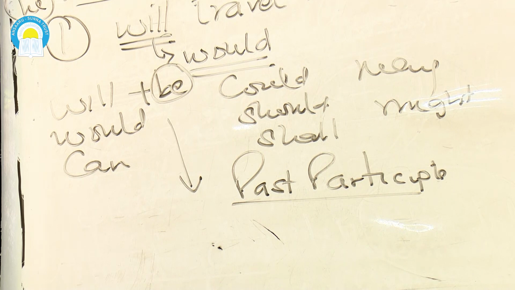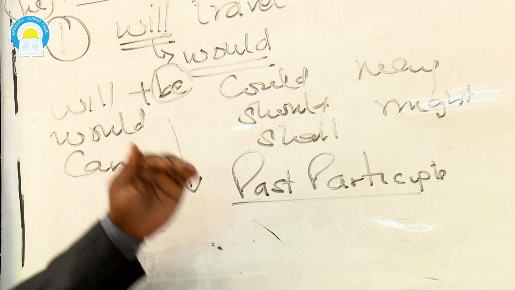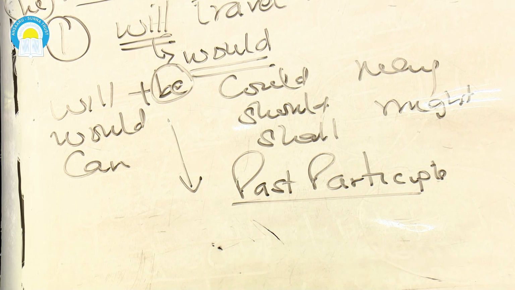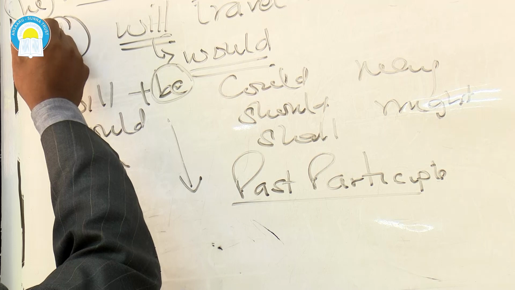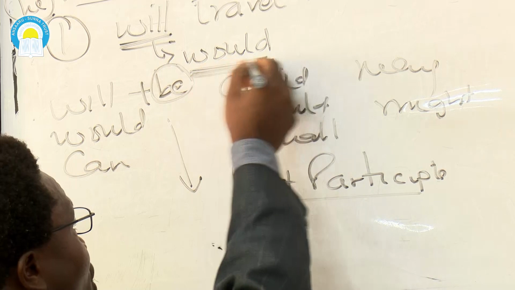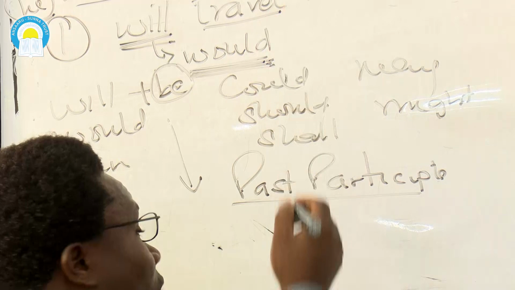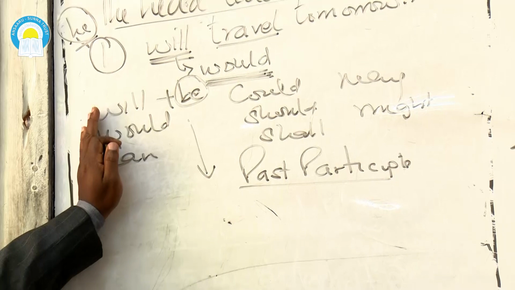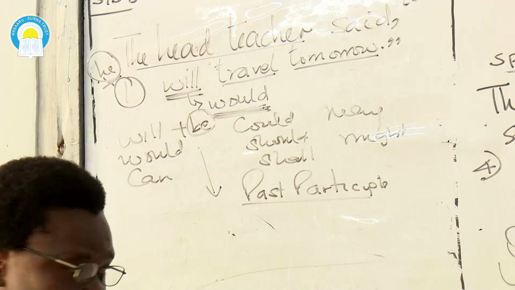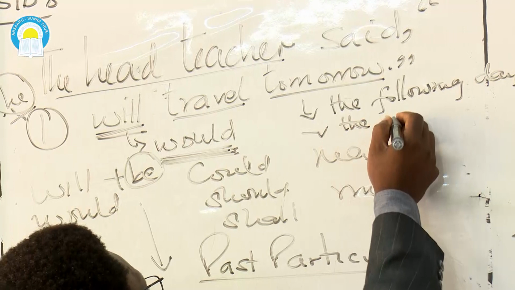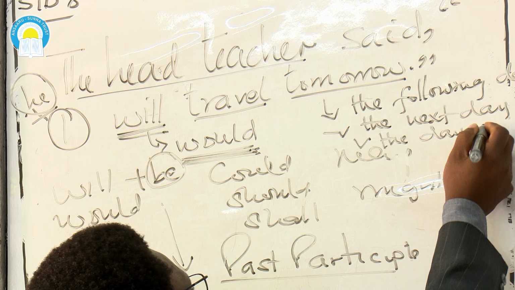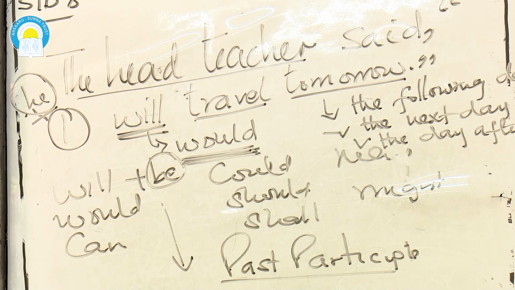In this regard, would without be shall be followed by the verb in the present simple tense. So our sentence, the head teacher said, I will travel tomorrow. The head teacher affects I to become he, as I've said. Will becomes future conditional, denoted by would. Travel remains as per the sentence structure. Tomorrow, adverb of time, becomes either the following day or the next day or the day after. You can choose to pick one of them.